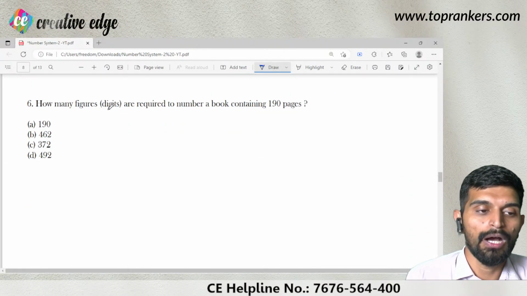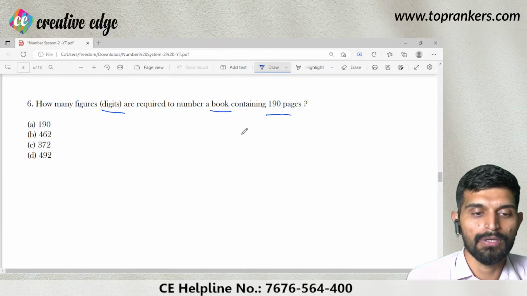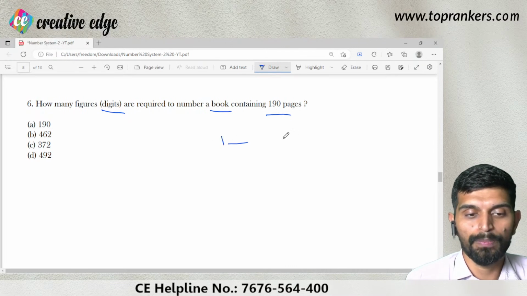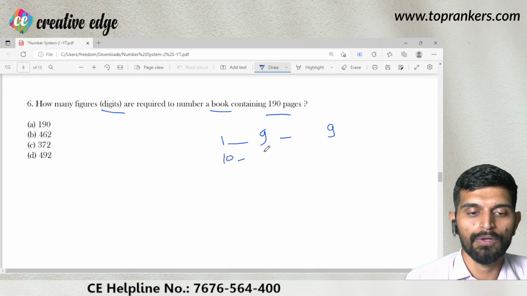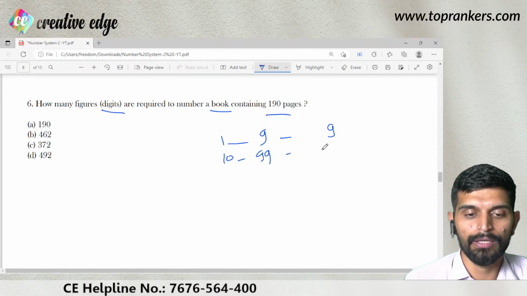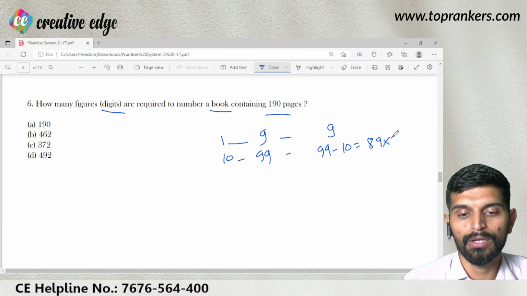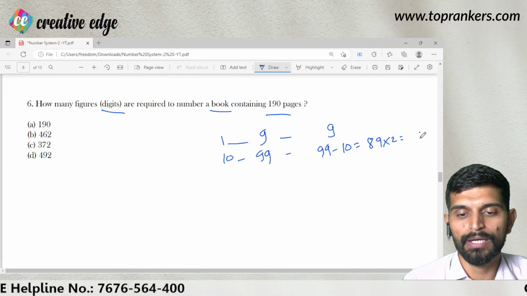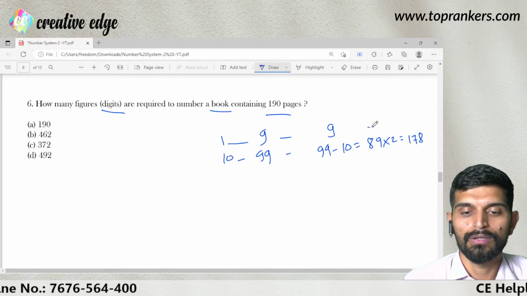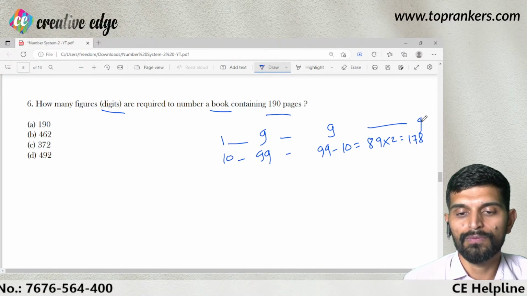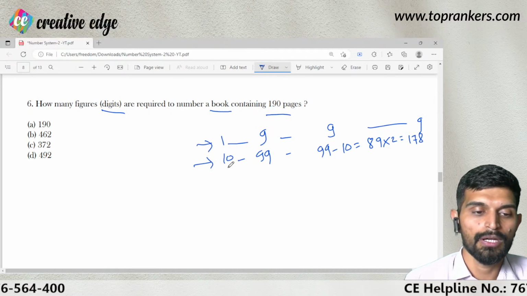Next, we have how many figures or digits are required to number a book containing 190 pages. To give a number from 1 to 9, we need 9 digits. To give a number from 10 to 99, we'll be requiring 99 minus 10, that is 89 into 2, right? So 2 nines are 18, 2 eights are 16 plus 1, 17. So already we require 9 digits for the single digits and 178 digits for the double digits.